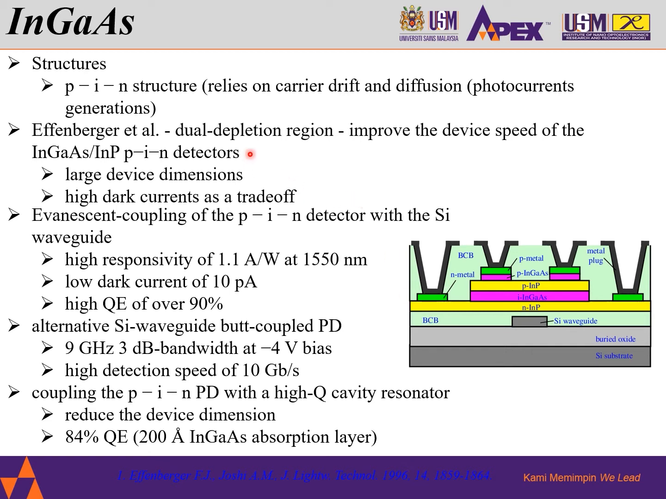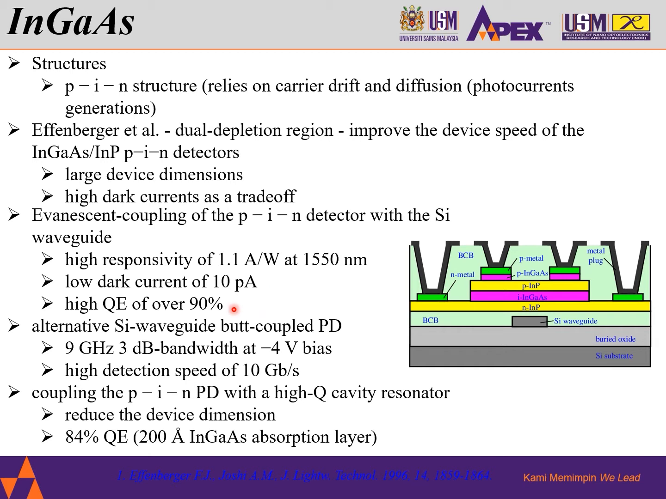Effenberger and his team propose the use of dual depletion region to improve the device speed of indium gallium arsenide indium phosphide PIN detectors, with large dimensions and high dark currents as a trade-off. Later on, with evanescent coupling of the PIN detector with a silicon waveguide, a high responsivity of 1.1 A/W at 1550 nanometer was achieved and was reported with a low dark current of 10 picoampere and high QE over 90%.